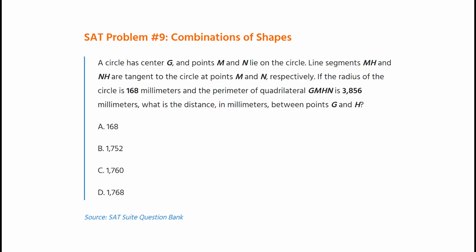It says a circle has center G and points M and N lie on the circle. Line segments MH and NH are tangent to the circle at points M and N respectively. If the radius of the circle is 168 millimeters and the perimeter of the quadrilateral GMHN is 3,856 millimeters, what is the distance in millimeters between points G and H?